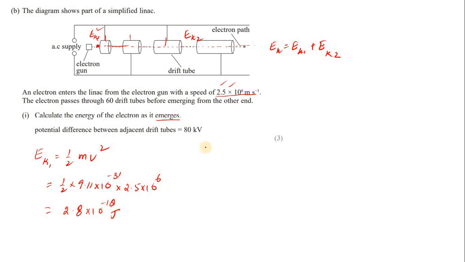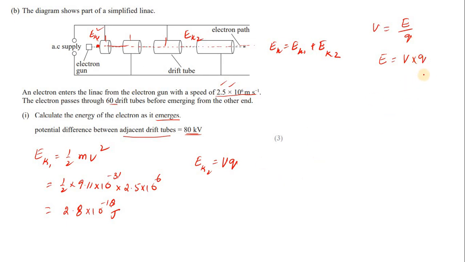Let's talk about EK2. EK2 is due to a potential difference of 80 kilovolt between adjacent drift tubes. There are 60 tubes. So the idea of EK2 is V into Q, because as per definition, voltage is energy divided by charge, energy per unit charge. So energy is voltage multiplied by the charge.